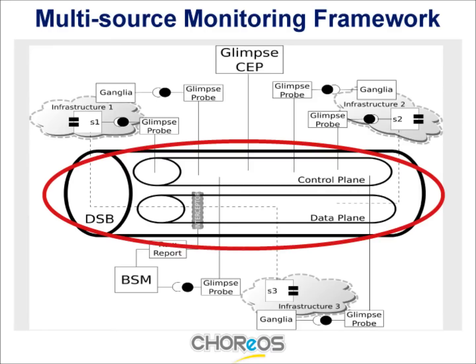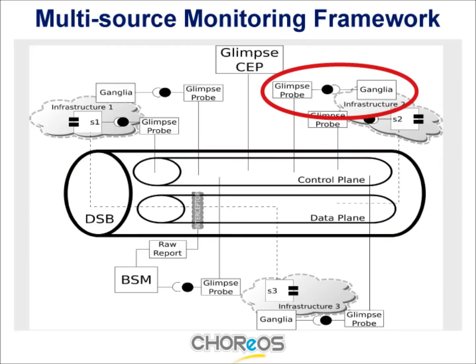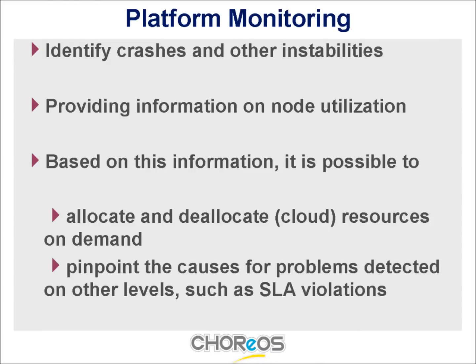In particular, we are dealing with the following sources: platform monitoring, which identifies crashes and other instabilities from the hosting platform. For example, this first source can provide information about the node utilization, and based on such information, it is possible to properly allocate resources or pinpoint causes for SLA violations.